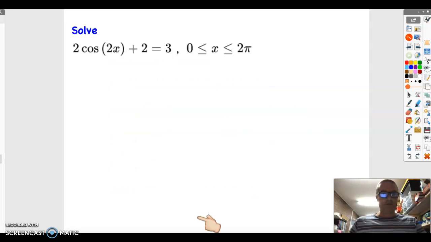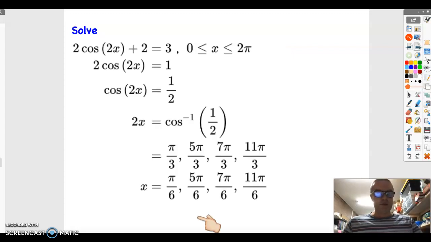We're going to start off with a fairly complex equation right at the start. So we're going to solve 2 cosine 2x plus 2 equals 3. There's our equation. This part of the question is asking us to find all the solutions that exist between 0 and 2 pi.